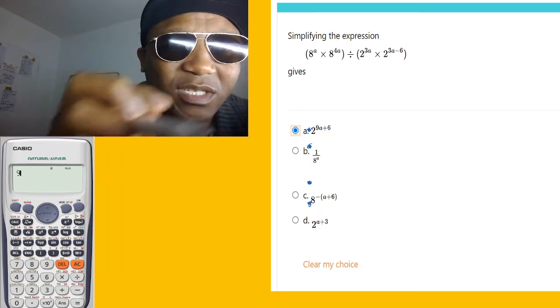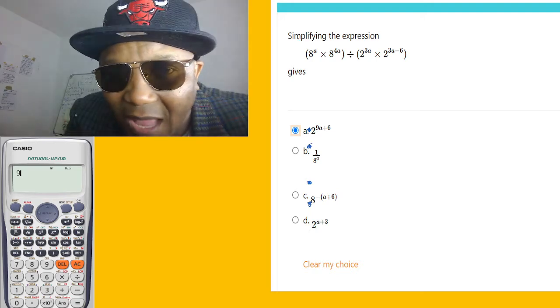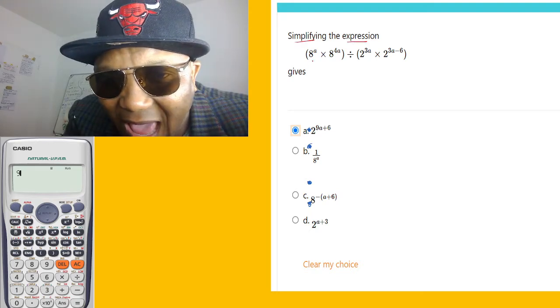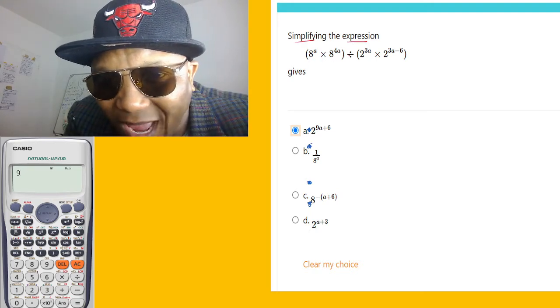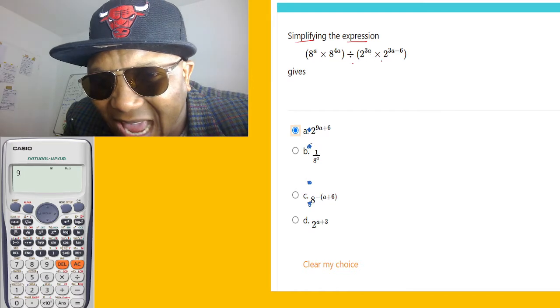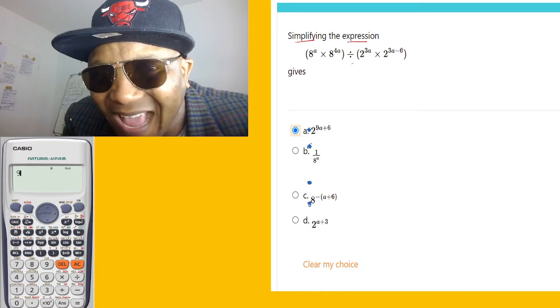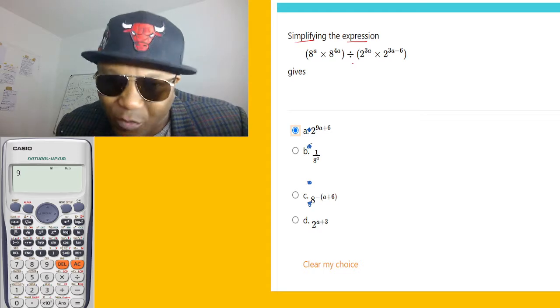Let's get started. So the first question: simplify the expression 8 power 8a times 8 power 4a, divided by 2 power 3a times 2 power 3a minus 6. So this is more of the exponential application.